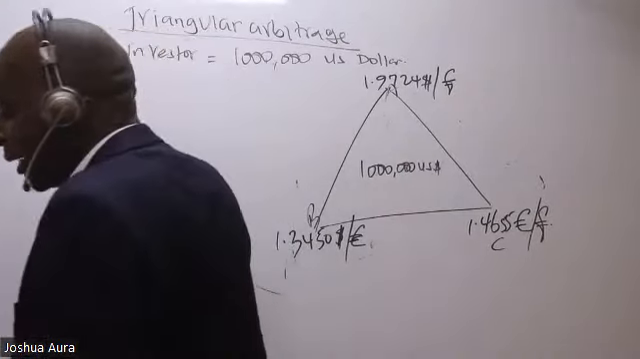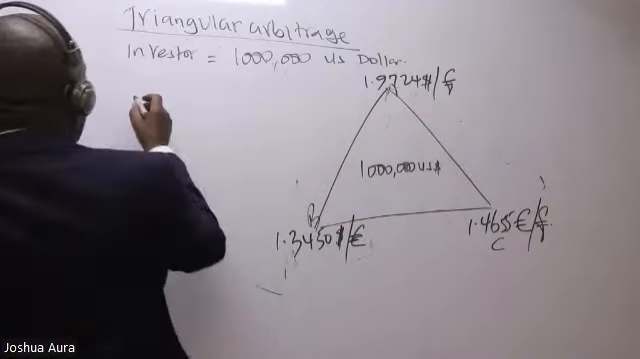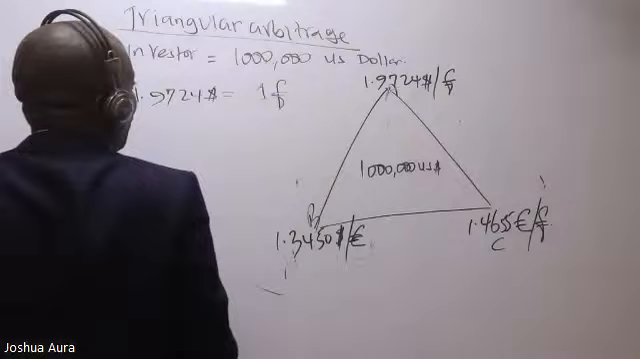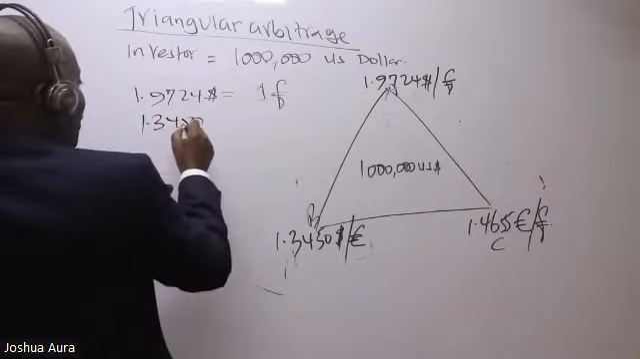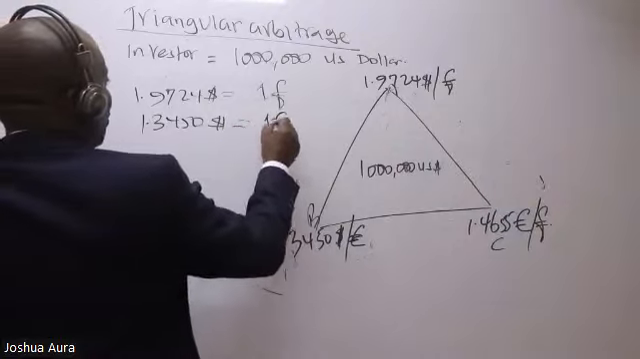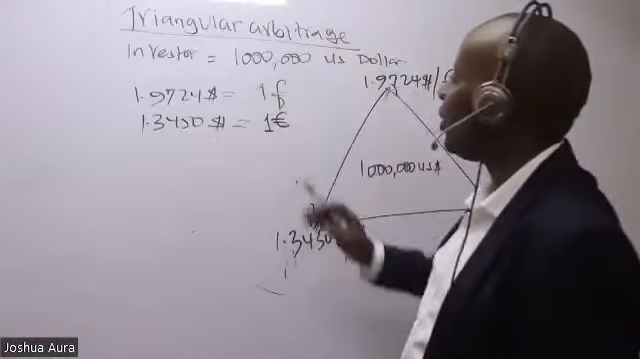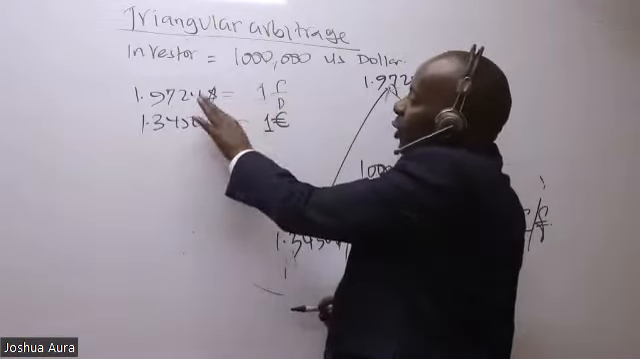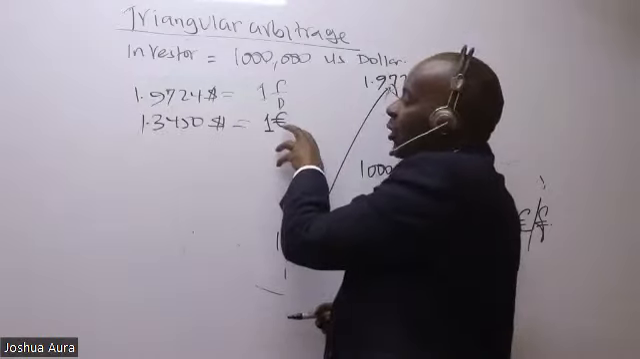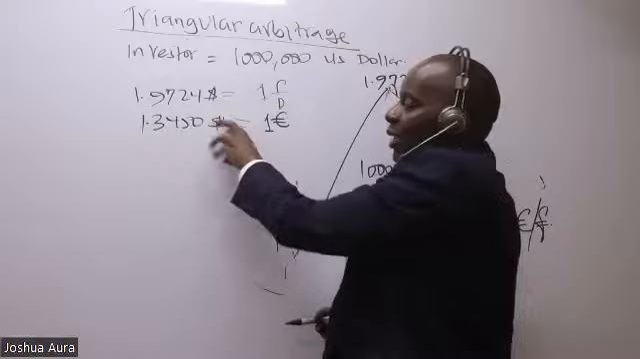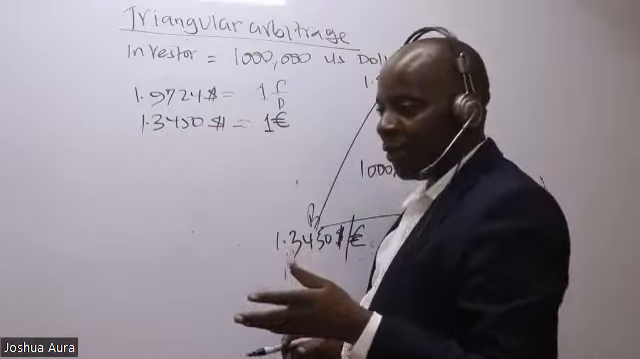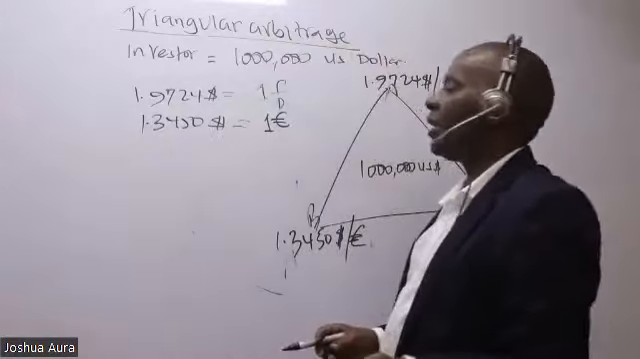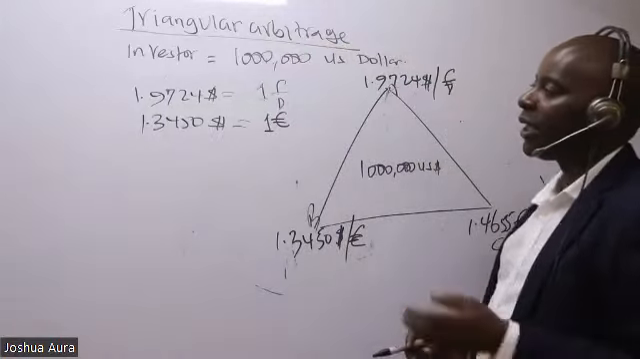So, ladies and gentlemen, this reads as follows: $1.9724 equals 1 pound, and $1.3450 equals 1 euro. Between the euro and the pound, which one is weaker? To buy 1 pound, you need 1.97. To buy a euro, you need $1.345. So here I need fewer dollars. The euro is weaker. The euro is cheaper. In terms of dollars, the euro is cheaper.